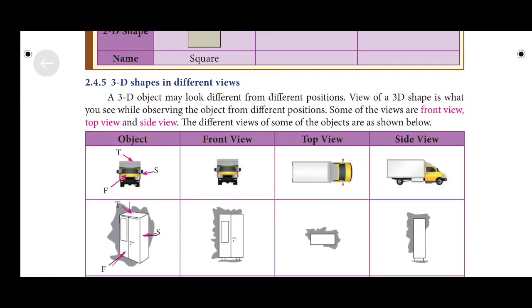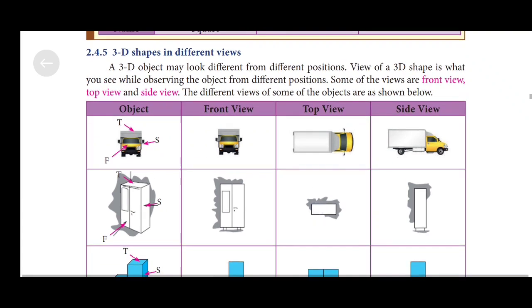And 3D shapes in different views. What are the views we can see in a 3D shape? So see, this lorry object is here: front view, top view, then side view.